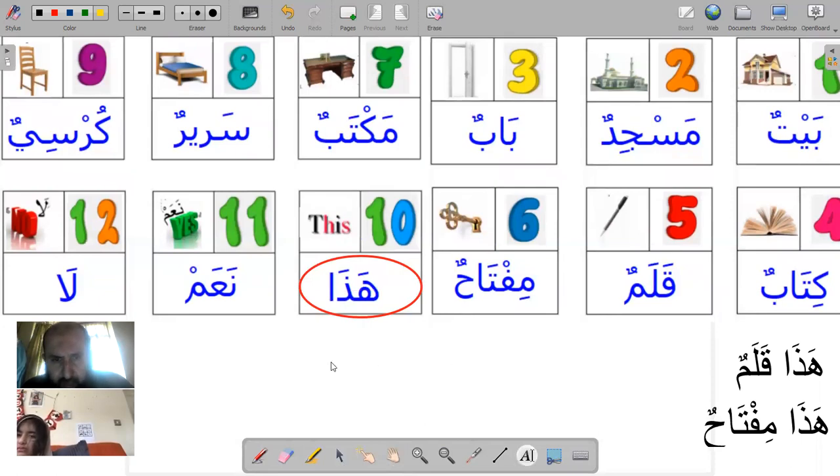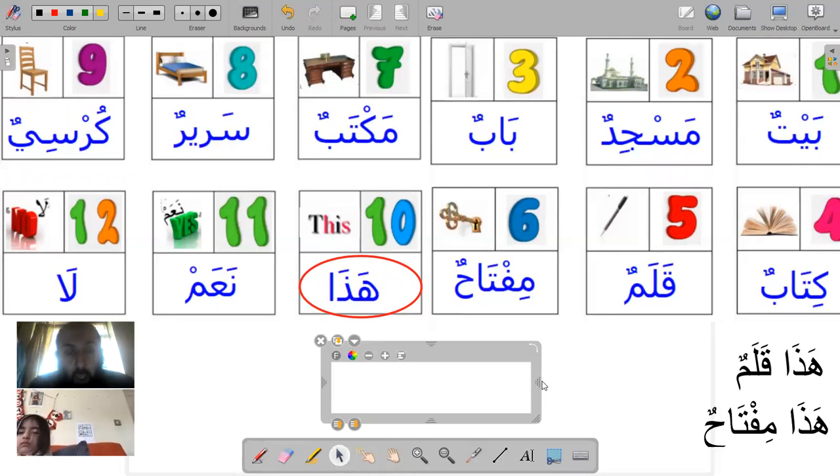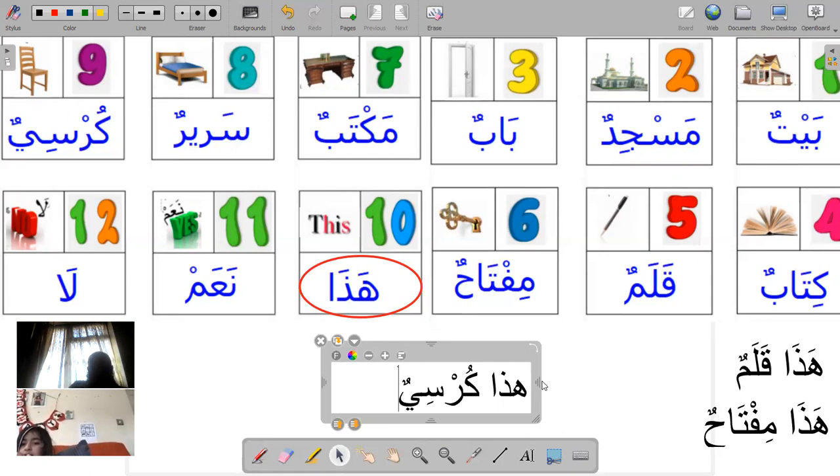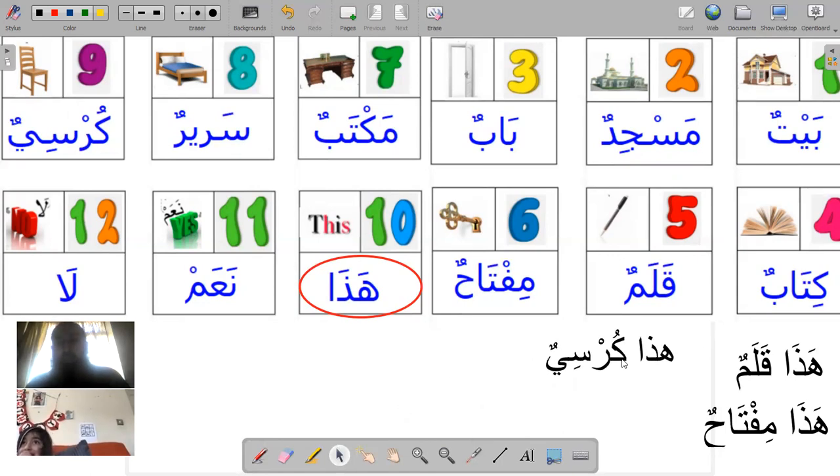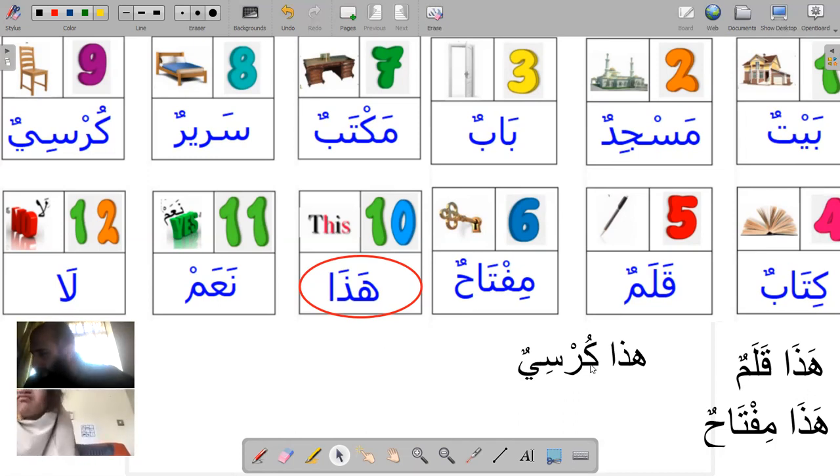And then we have hada kursiyun. Kursiyun. Or do you want me to put the vowel? This is a bed. A bed is, I think, called sarirun. Sarirun is for sleeping. Kursiyun is for sitting. We sit where? No, it's not a bed. Yeah, it's a chair. Is it a chair?